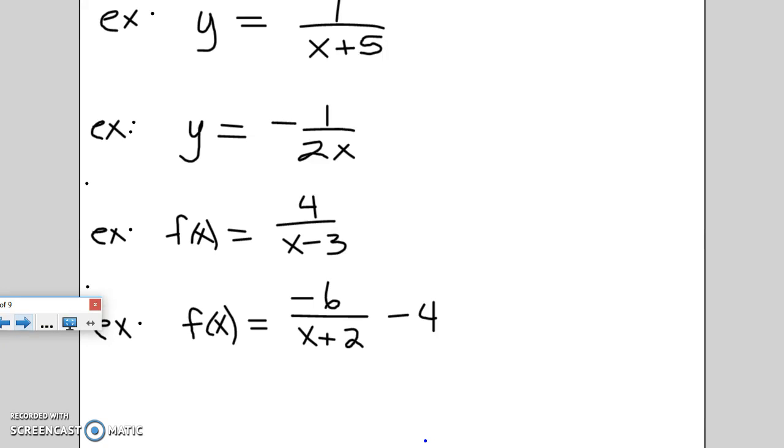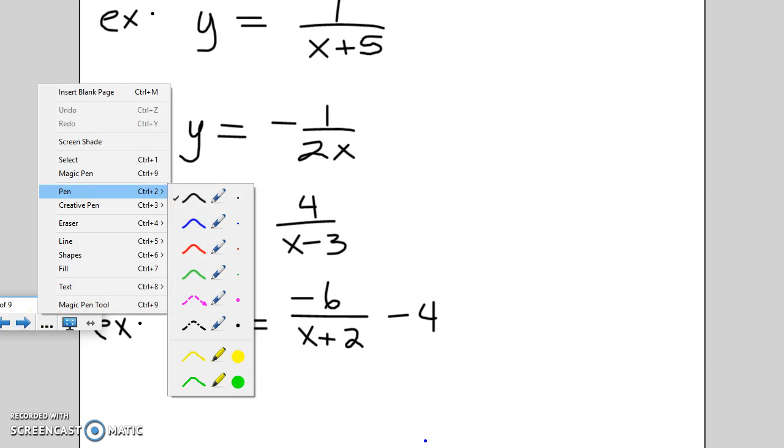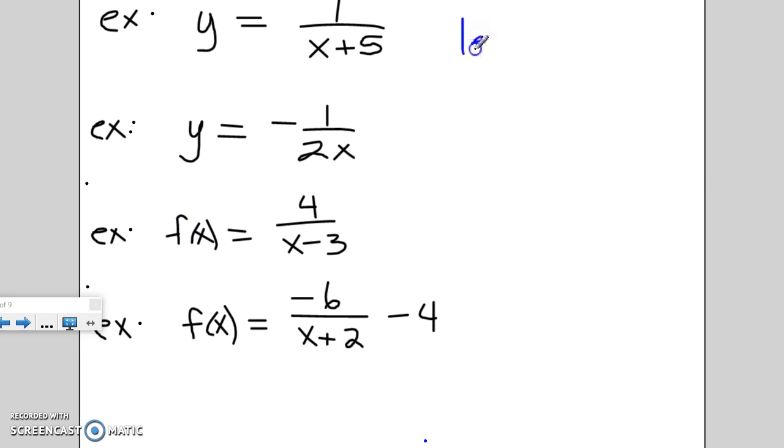So the first one, we're adding 5, and we're doing it inside the denominator. Since it's inside the denominator, I know it has to be to the left or to the right. And since we're adding, I know it's to the left. So this would be shifting left 5. Or we should write shifts left 5.